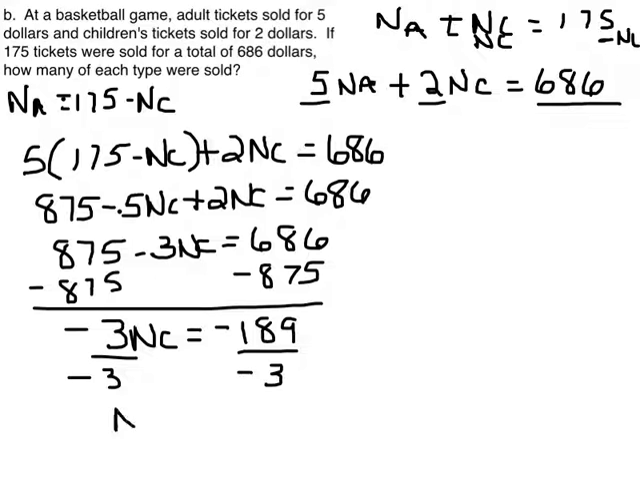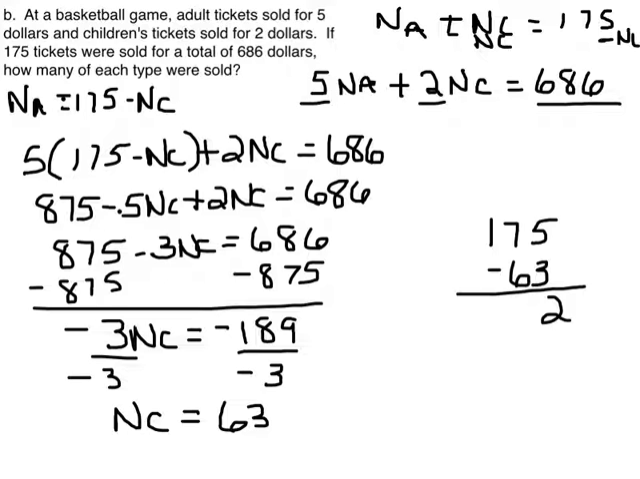And I will see that NC, or the number of children's tickets, was 63. Alright, if there were 175 tickets sold, and 63 of those were children's tickets, 112 were adult tickets.